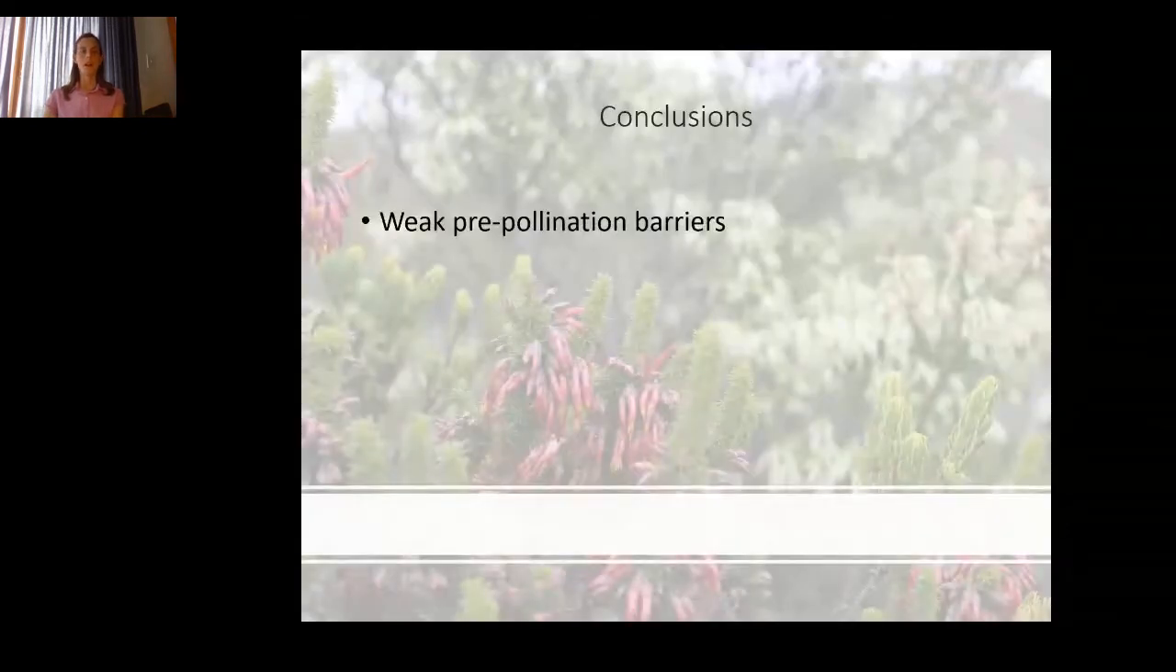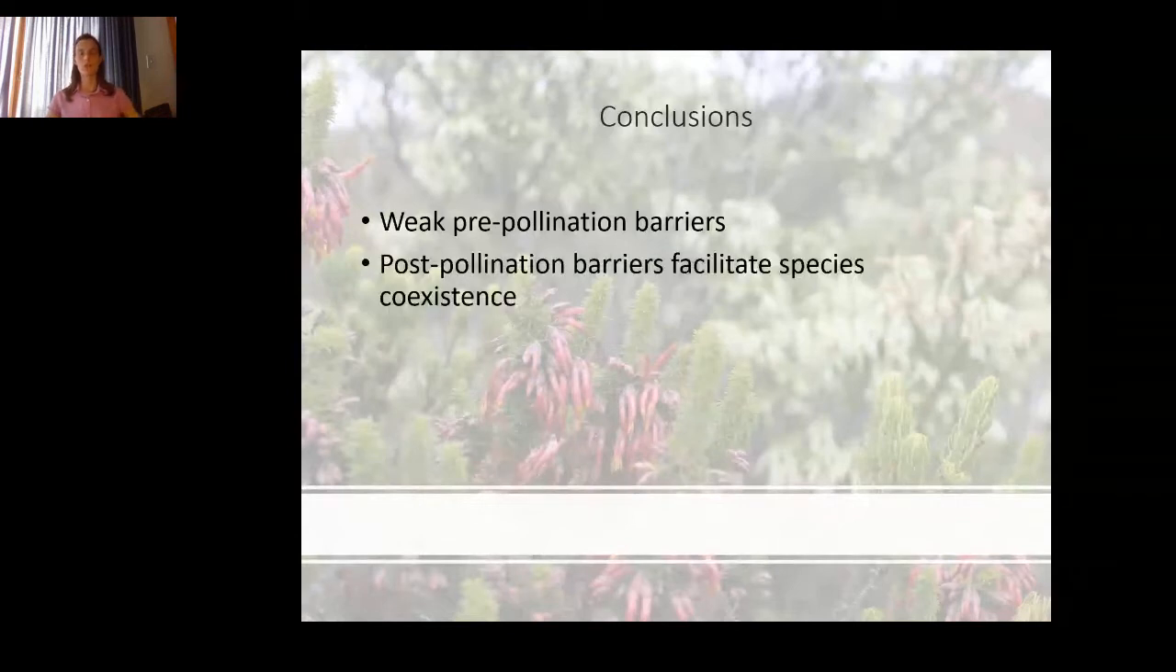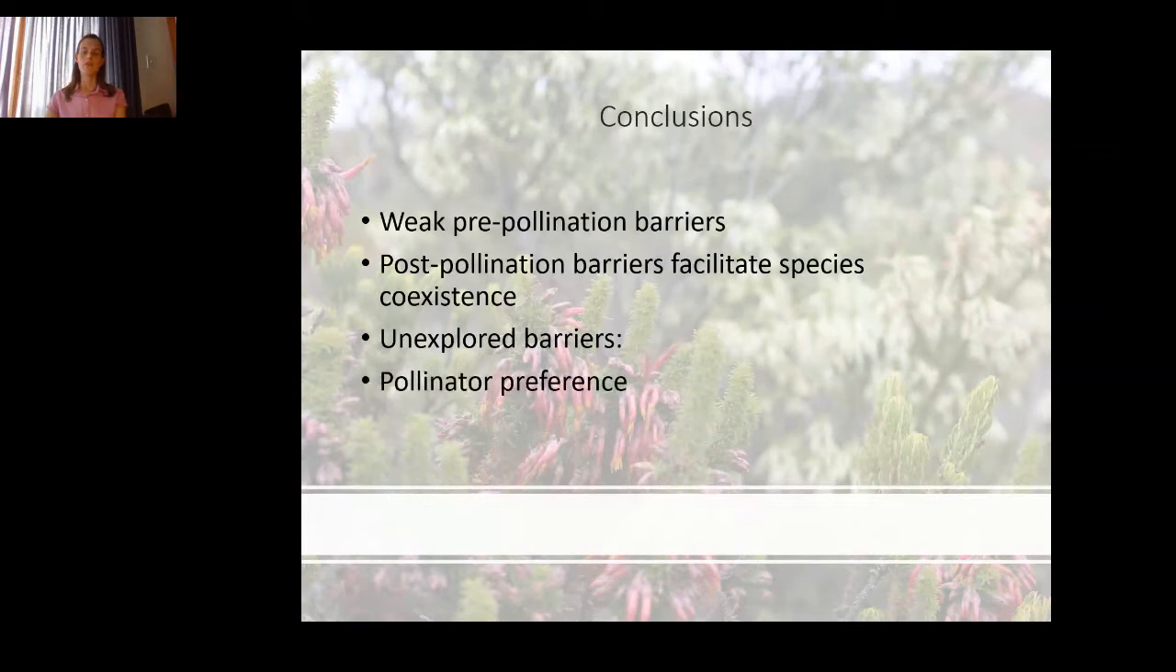So in conclusion, these Ericas had weak pre-pollination barriers, which is actually relatively rare in plants. And it makes it a fascinating puzzle to understand how this large amount of Ericas can coexist. And our evidence suggests that it's because of strong post-pollination barriers that they are able to do this. But there are, of course, a lot of barriers that we haven't explored yet, such as, for example, pollinator preference and hybrid sterility and things like that. So hopefully this can be investigated in the future.